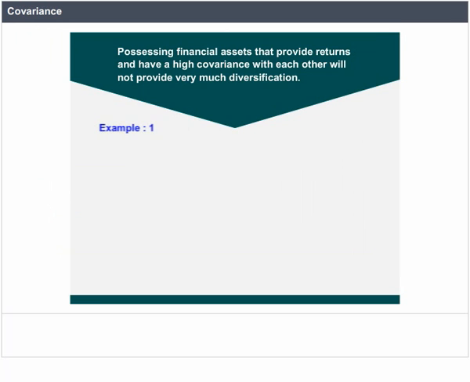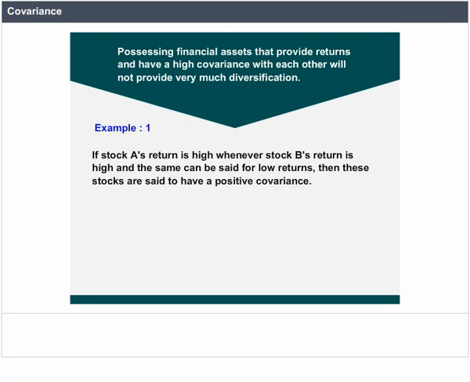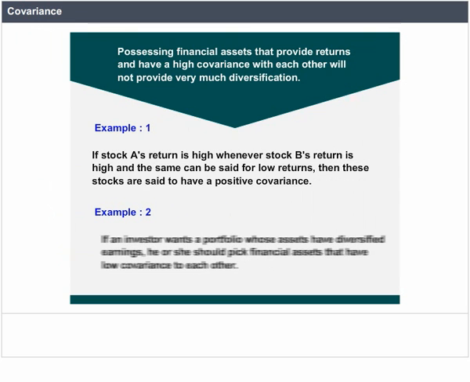Example 1. If stock A's return is high whenever stock B's return is high, and the same can be said for low returns, then these stocks are said to have a positive covariance. Example 2. If an investor wants a portfolio whose assets have diversified earnings, he or she should pick financial assets that have low covariance to each other.